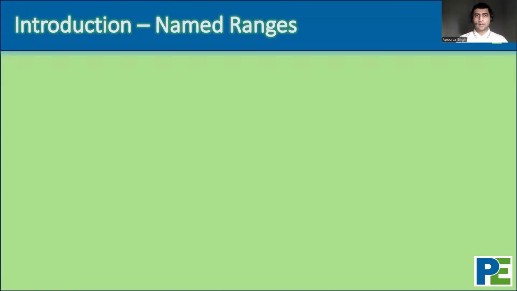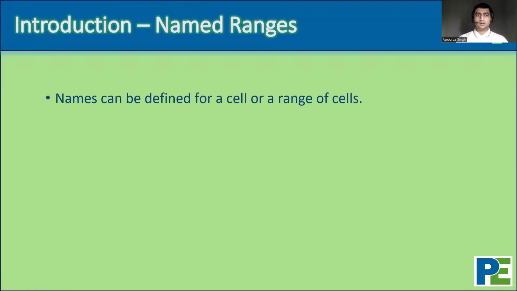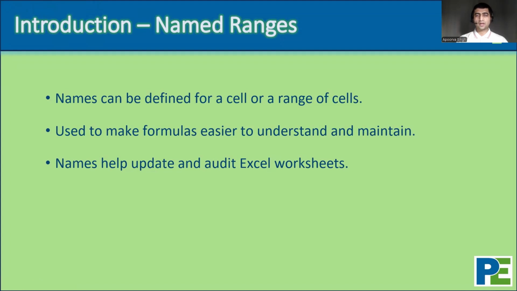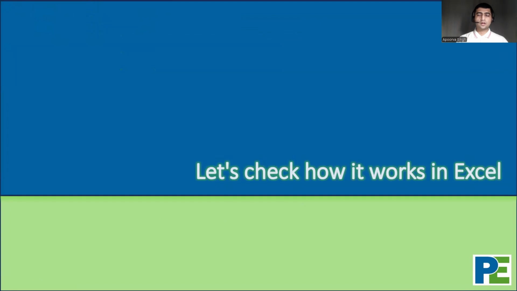Let me introduce named ranges to you first. In Excel, names can be defined for cells or range of cells. We use named ranges to make formulas easier to understand and maintain. Names help to update and audit Excel worksheets easily. Let us check how it works in Excel.